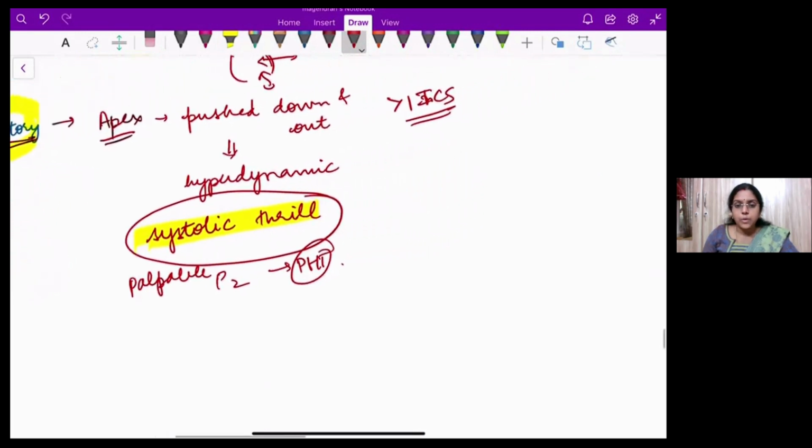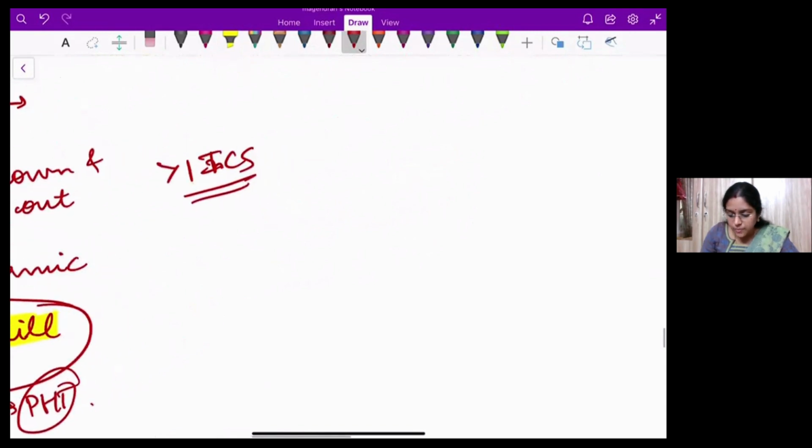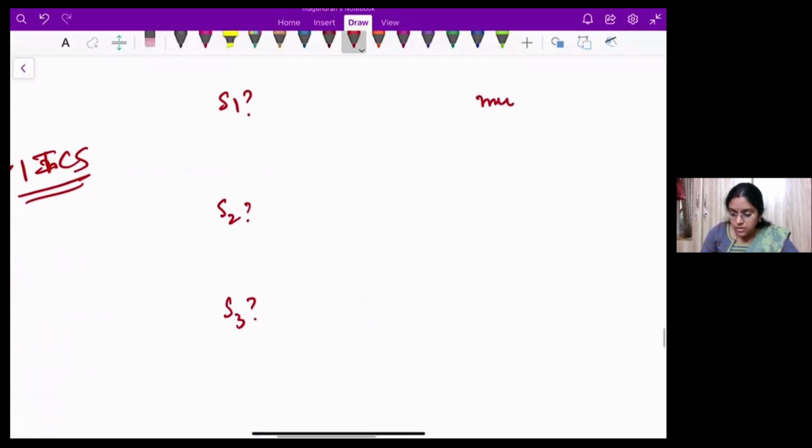So next, what will happen? What are the auscultatory findings? So what happens to S1? What happens to S2? What about S3? What about the murmur? Or any added sounds?